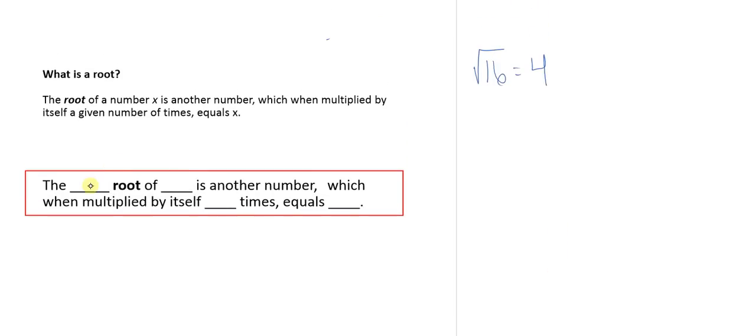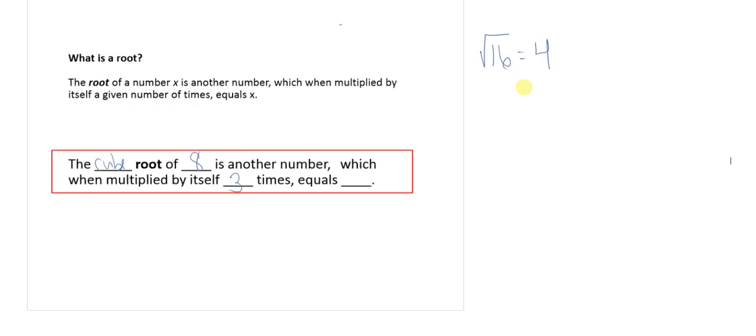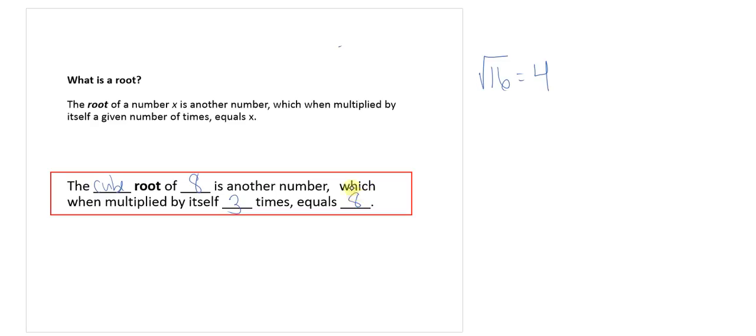Okay. What if we're dealing with cube roots? So the cube root of 8 is another number which, when multiplied by itself 3 times, equals 8. The cube root of 8 is a number which, multiplied by itself 3 times, is equal to 8. Well, that's going to be 2, seeing as 2 times 2 times 2 is 8.